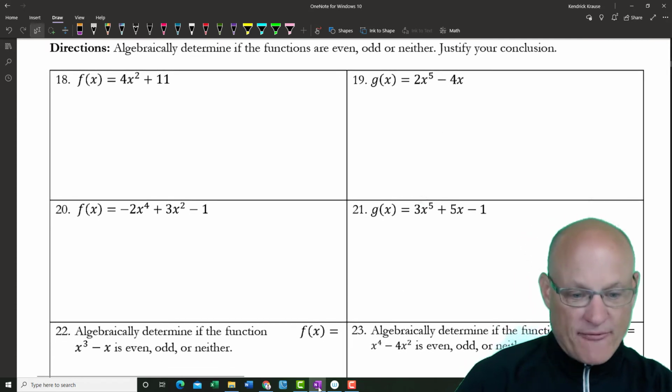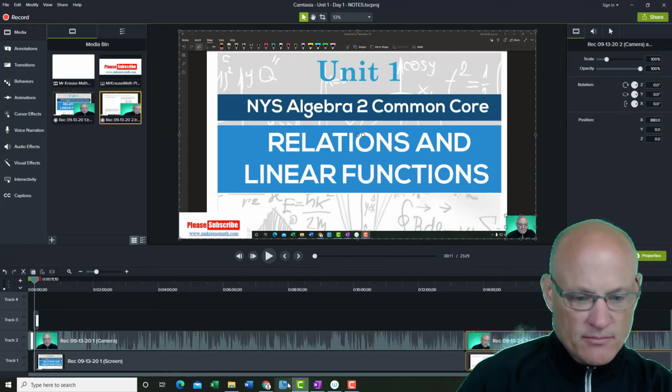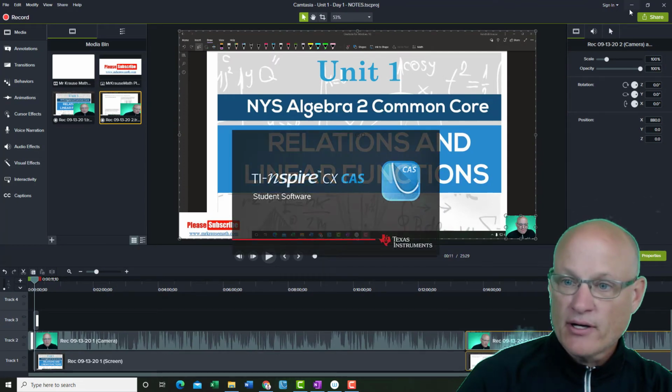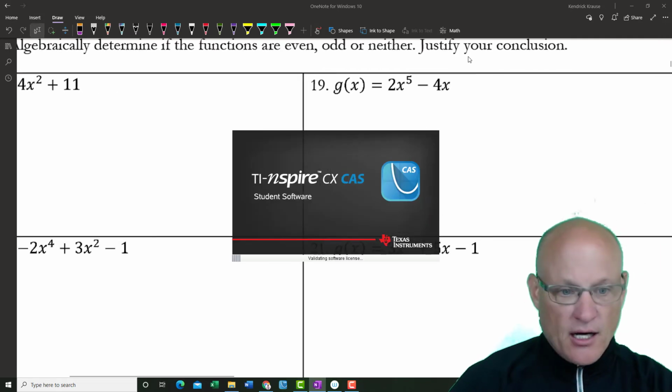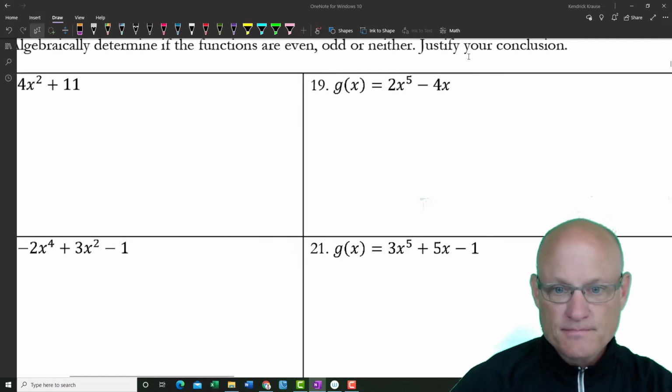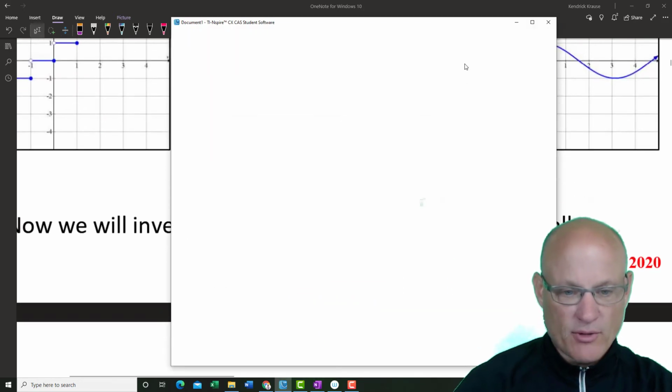Now, I could graph these. I could graph these. 4x squared. Oops, that's not what I want. Oops, I'm turning my calculator on right now. Hold on. And I'm going to graph these. Why can't I go left and right? I don't understand why I can't go left and right.